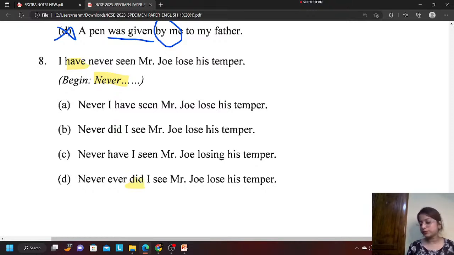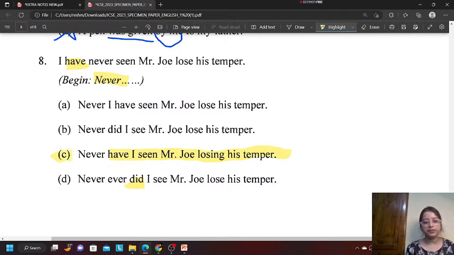Understood? Have seen is present perfect. This one you remember. Unnecessarily we will not change. Did is past tense, simple past. Have seen is what? Present perfect. We will keep these things in mind. We will not make a lot of changes. So never have I seen Mr. Joe losing his temper. This is going to be option number C. Rest of you have said correctly.